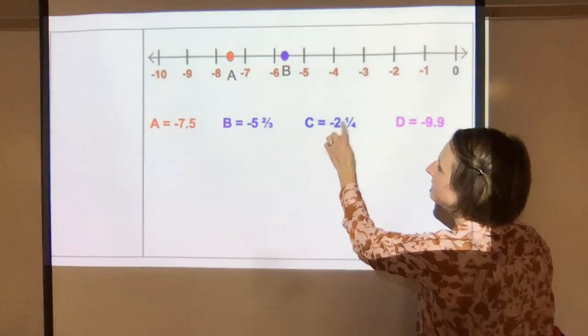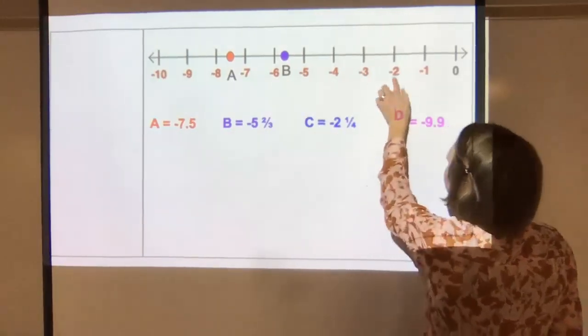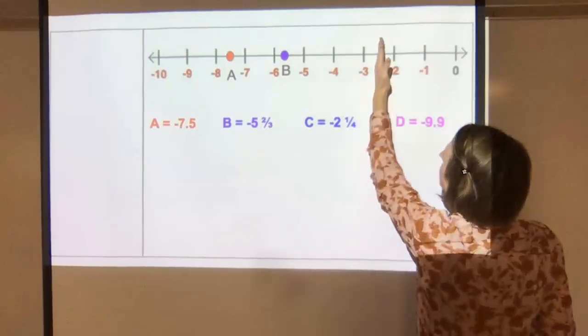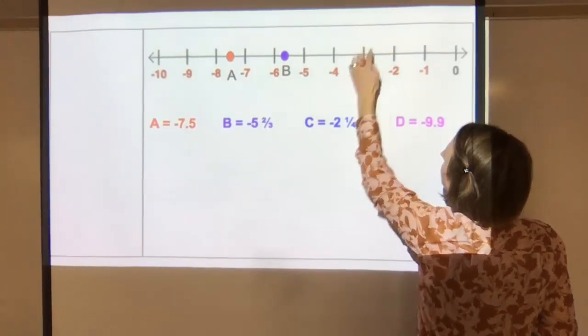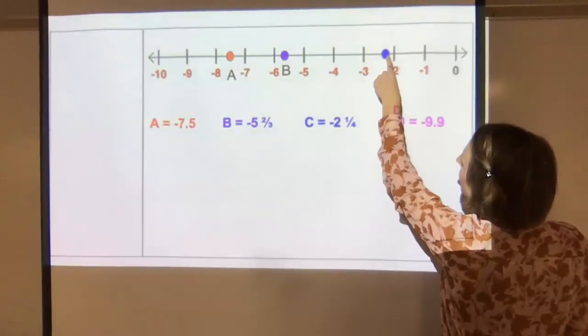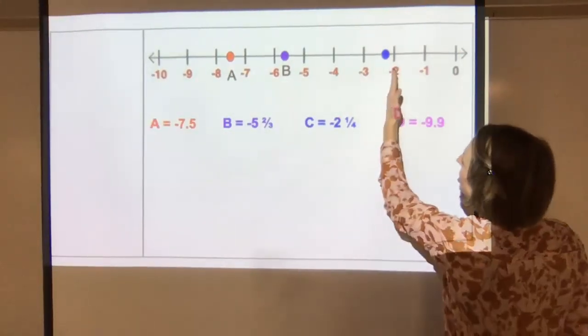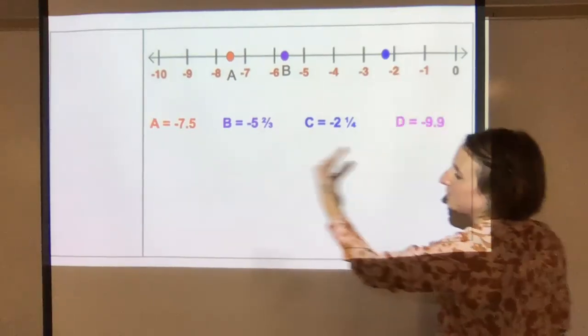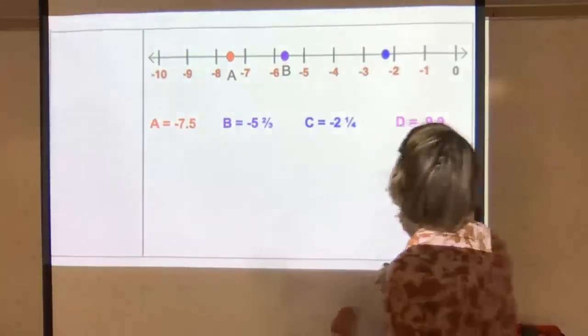Point C, we have -2 and 1/4. So I'm going to find -2. I'm going to take this whole right here. I'm going to cut it up into 4, so 4 equal pieces in my mind. 1, 2, 3, 4. And I need 1/4. So -2 and 1/4 is right there. Remember, switch your thinking. Your brain kind of naturally wants to go right when we're doing this, but these are negatives, so we need to be working to the left.